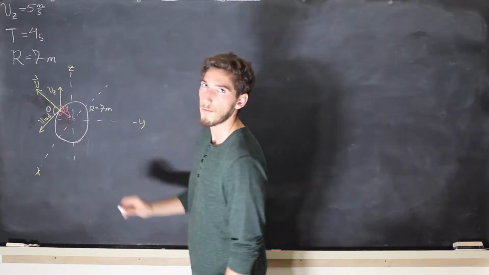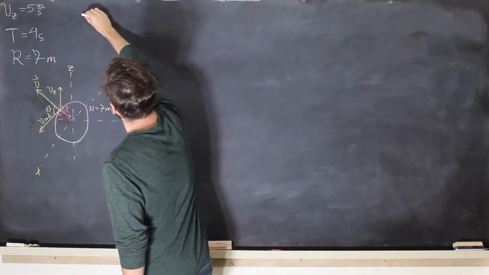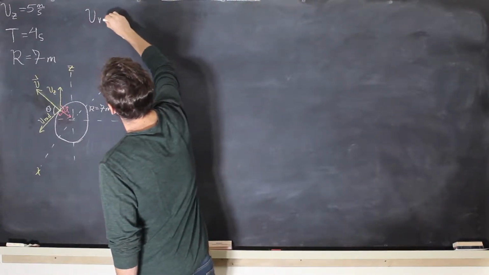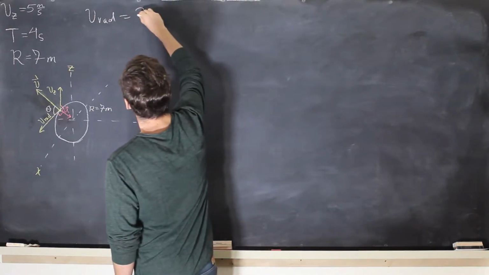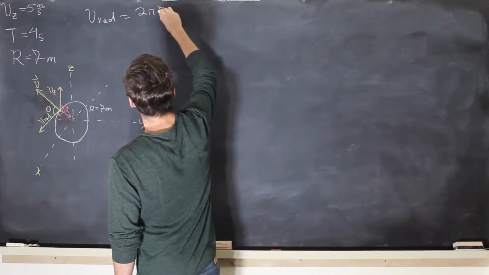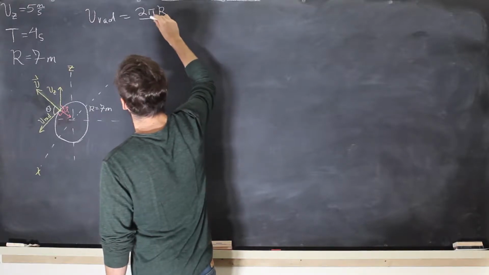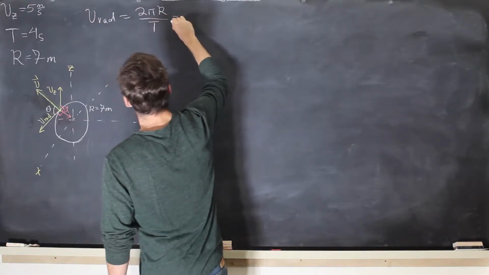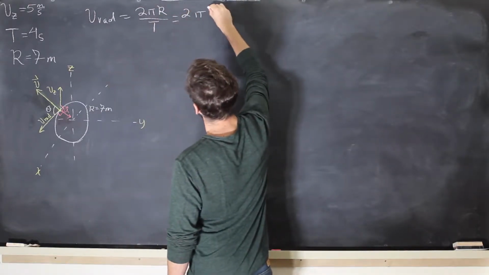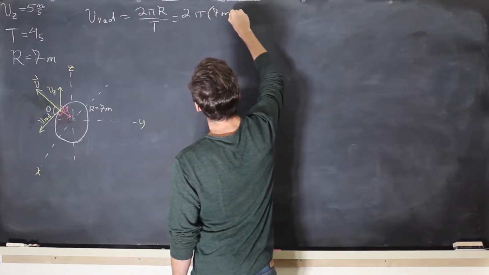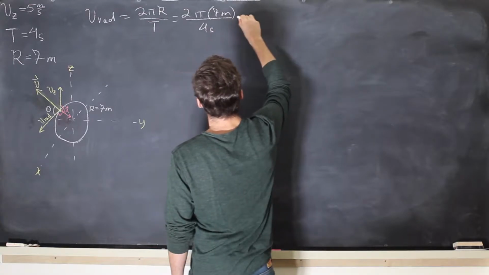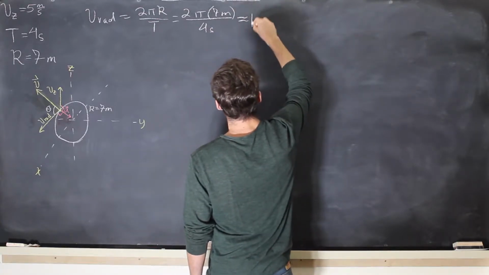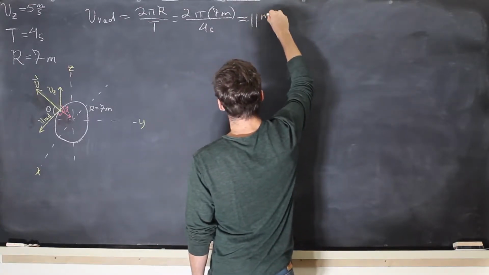So if you recall from the concept video, we know that the velocity radial, or the velocity that's propelling them around the circle, is equal to 2 pi radius over the period. So that's going to be 2 pi 7 meters over 4 seconds, which is approximately 11 meters per second.